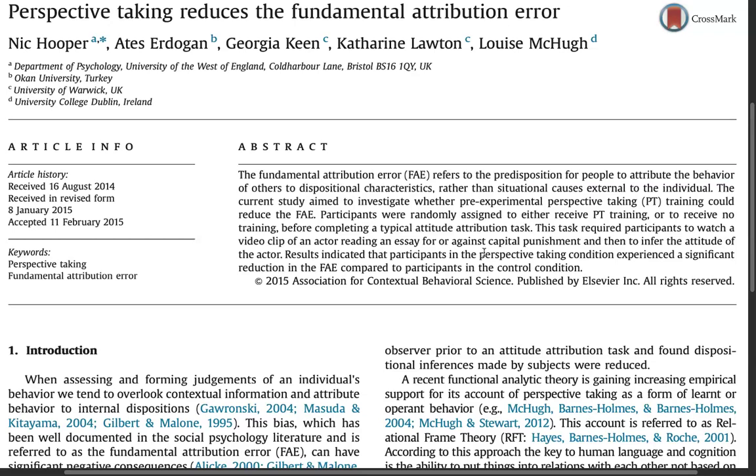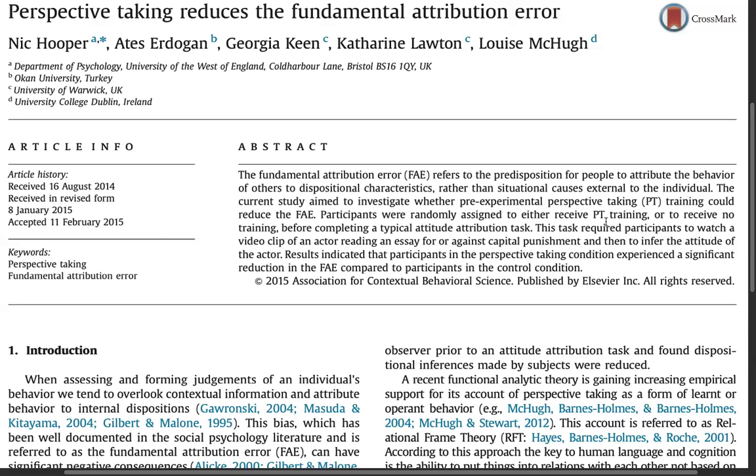And just as a reminder, that fundamental attribution error we talked about in lecture, it's that when we observe other people, we tend to attribute their behavior to things about them. So dispositional characteristics. So they're just a bad person, or they deserve this, or that's just their personality, or whatever it might be, instead of taking into account the situation. And there are different theories that can explain this. So the perspective taking training is what was used in this study.